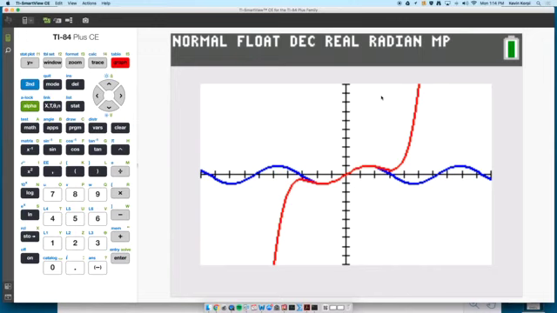And that's what the idea of a Taylor polynomial is. It's a polynomial that will wrap itself around some other non-polynomial function.